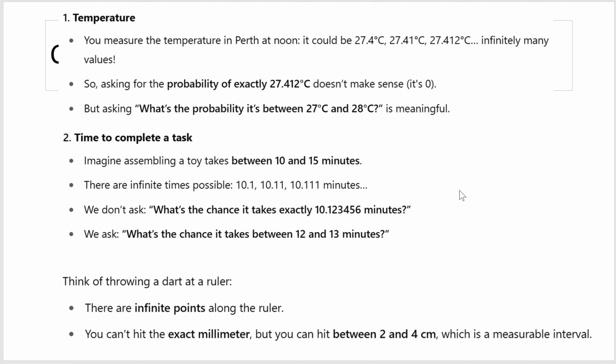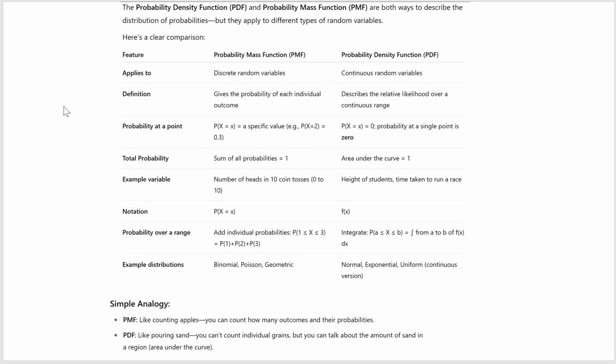So think of throwing a dart at a ruler, and there are infinite points on a ruler: 1 inch, 1.4 inch, 1.5 inch, 1.55 inch, 1.5678 inch, and so on. You can't hit exactly a millimeter, but you can hit between 2 and 4 centimeters, which is a measurable interval. So this is how we measure continuous random variables.